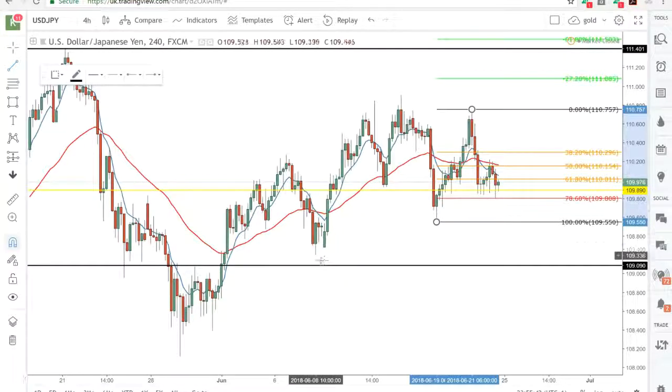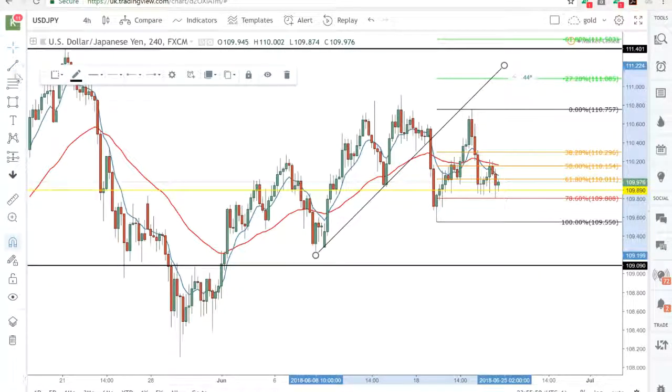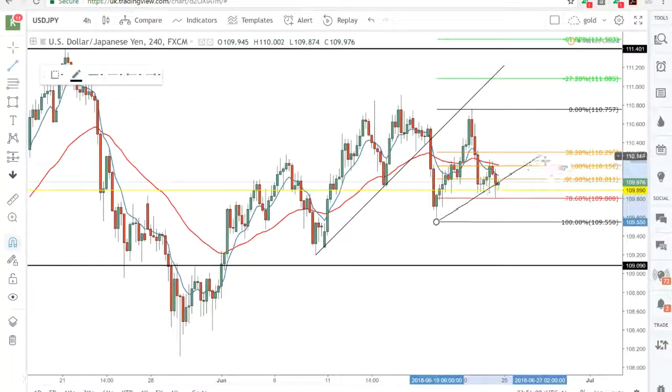we can draw, well, matter of fact, that would be the trend line here. We can draw another trend line now from this low here to here. So once we break through this, we can see further downside.